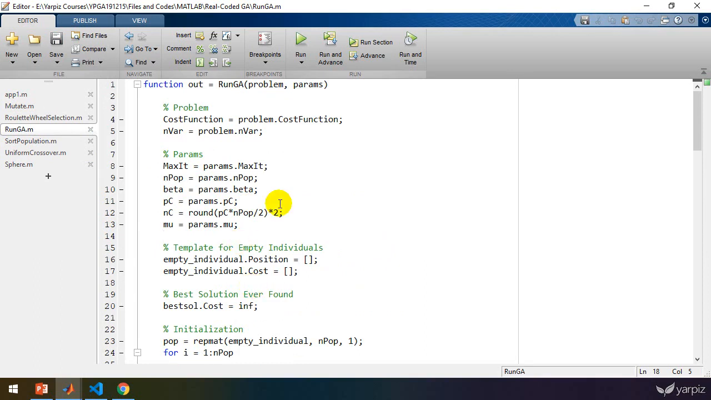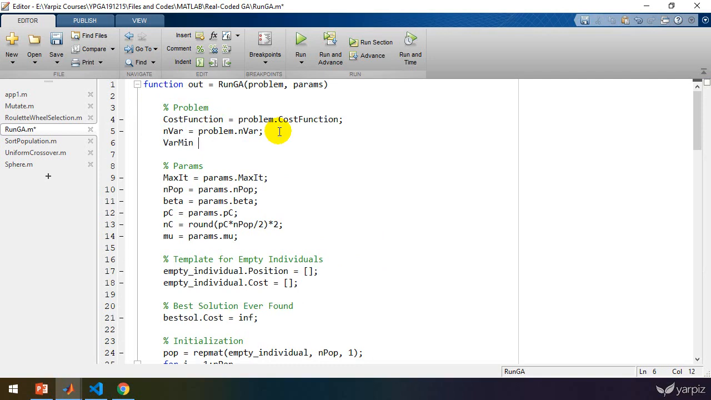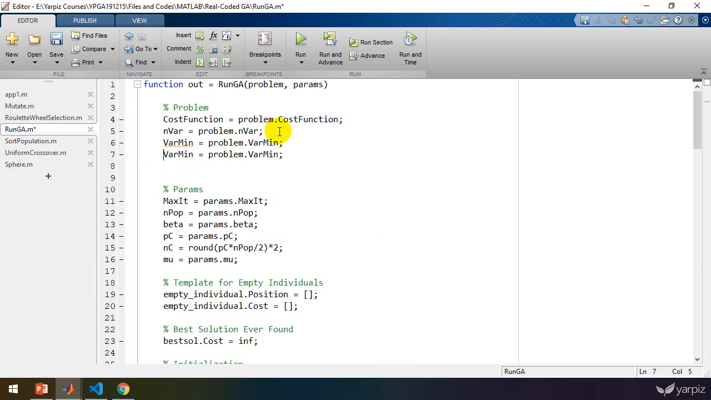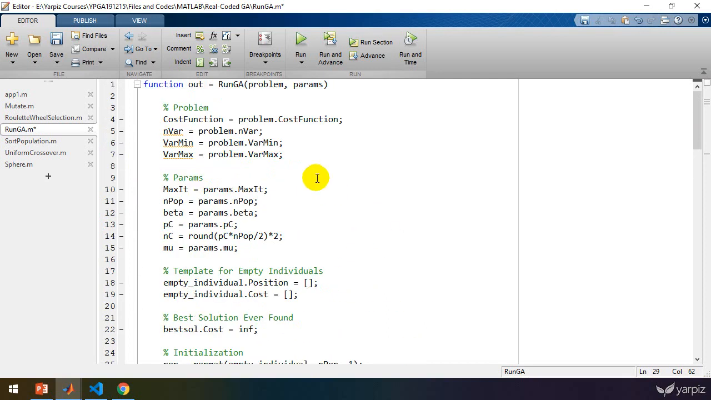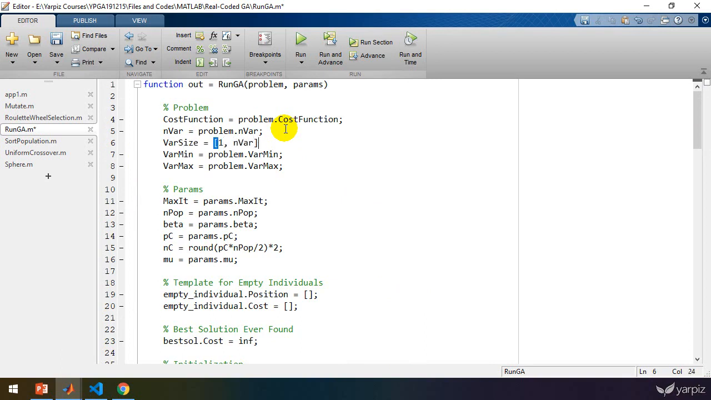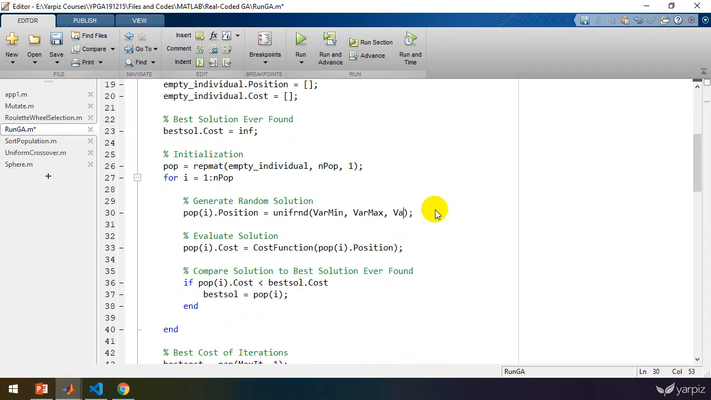Okay, for now, we're extracting the information of the problem, but we know that this is not enough. We must extract the VarMin from the problem and also VarMax. And here, to create random solutions, we must create real random solutions. To do this, we're going to use unifrnd to create random numbers from VarMin up to VarMax, and the size is 1 by nVar. Also, we can define VarSize as 1 by nVar to use everywhere we need, and we can use VarSize here. So we create random numbers from VarMin up to VarMax with this size, and this will create a random solution, a random chromosome.